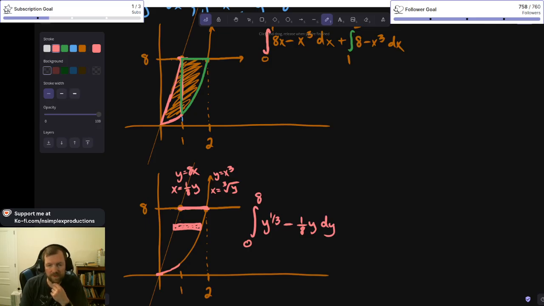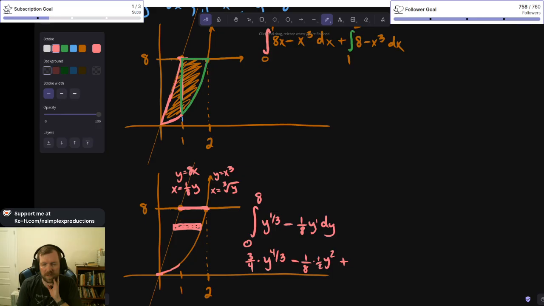Right, so taking the integral of this one, we're going to get y to the 4/3, because we need to add 1 to the exponent, which is 3/3. So 3/3 plus 1/3 gets us 4/3. And then we divide by the new exponent, which is 4/3. So we multiply by the reciprocal, which is going to be 3/4. Minus, this is 1/8, which is just the constant, times the integral of y to the first power is going to be 1/2 y to the second.